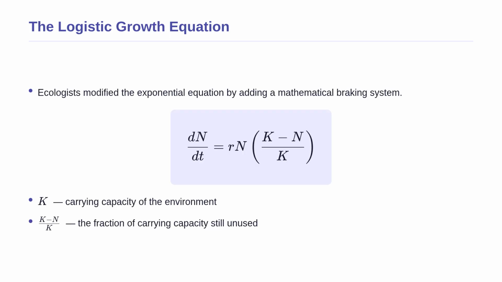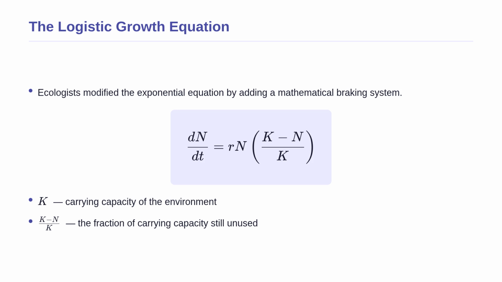Now that we understand carrying capacity, let us look at how ecologists mathematically represent this environmental resistance. They took the original exponential growth equation and added a special mathematical term that acts as a braking system. The new equation states that the rate of population growth equals R times N, multiplied by the term K minus N, all divided by K.